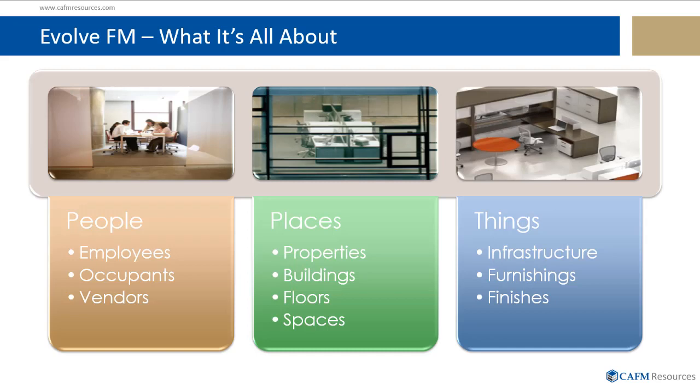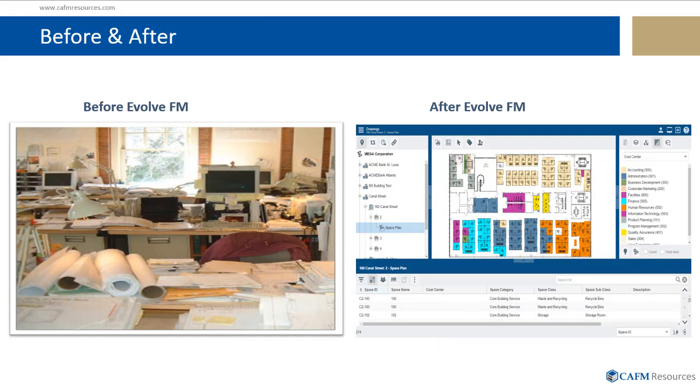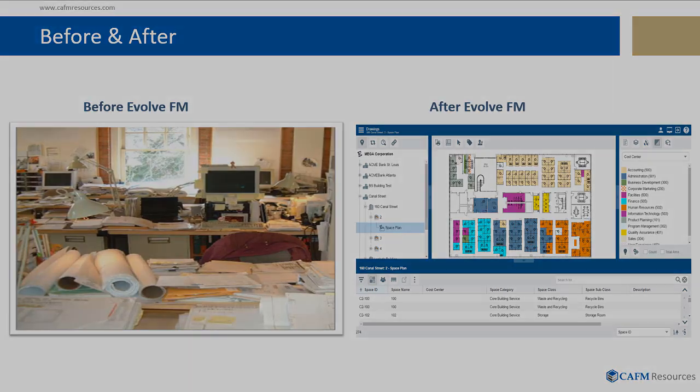When we talk about facilities management in an Evolve FM context, we're talking about a set of tools to keep track of people: employees, occupants, and vendors; places: basically properties, buildings, floors, and spaces; and finally things: assets, infrastructure, furnishings, and finishes. Bringing order from chaos by making your facility's information available to whoever needs it, wherever they are. That's what's possible with Evolve FM.